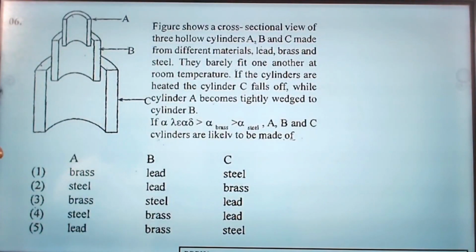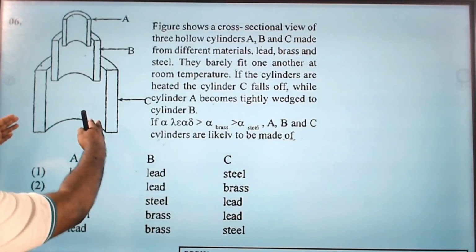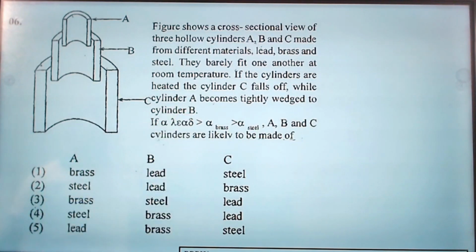Look at this. Figure shows a cross-section view of 3 hollow cylinders A, B, C made from different materials: lead, brass and steel. They barely fit one another. If the cylinders are heated, the cylinder C falls off, while cylinder A becomes tight. Cylinder C is falling off because expansion is large.